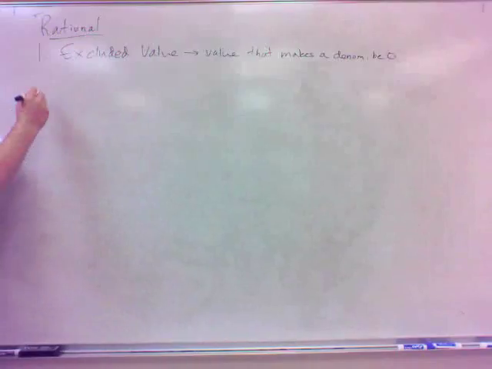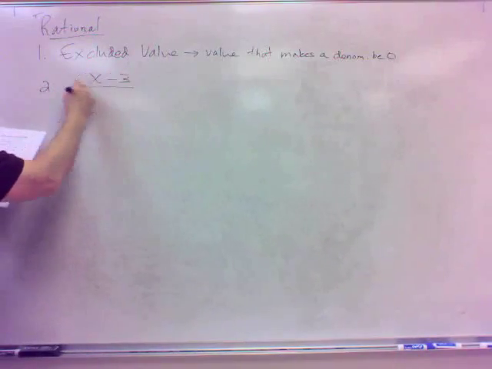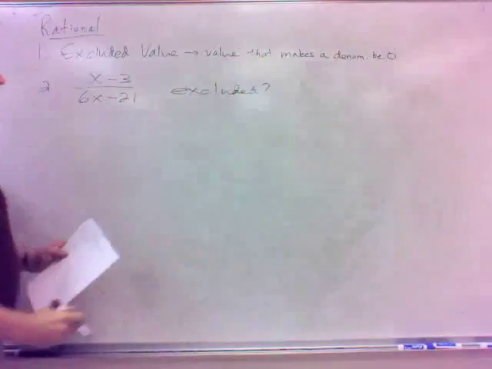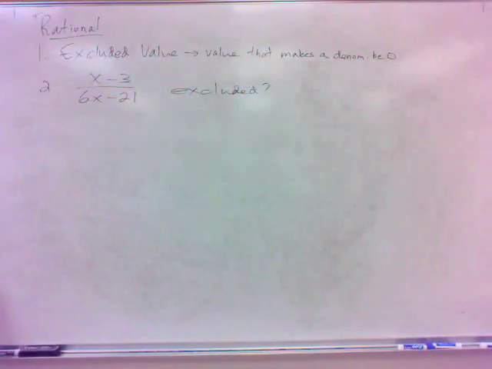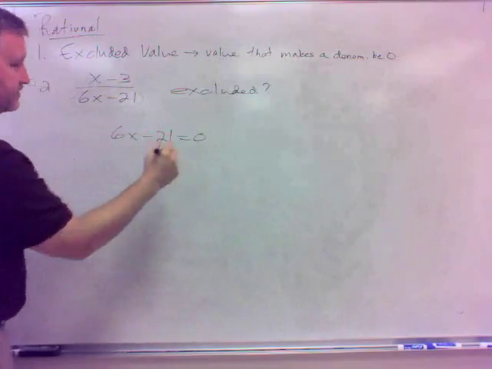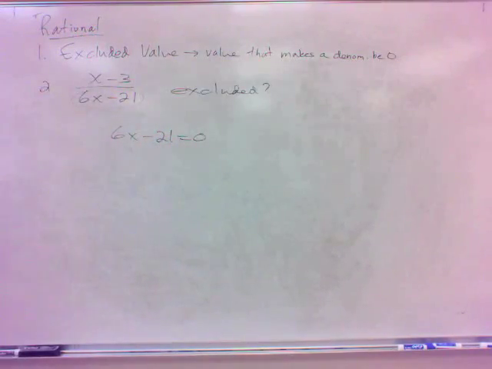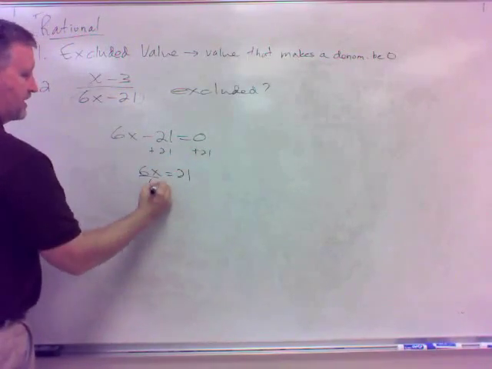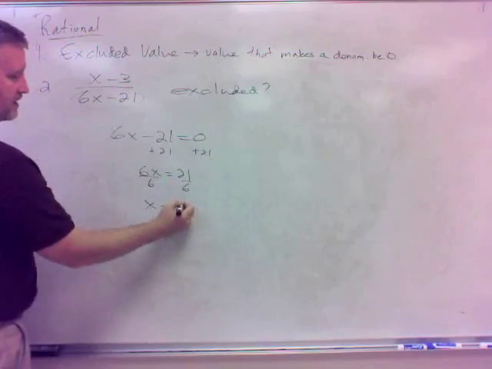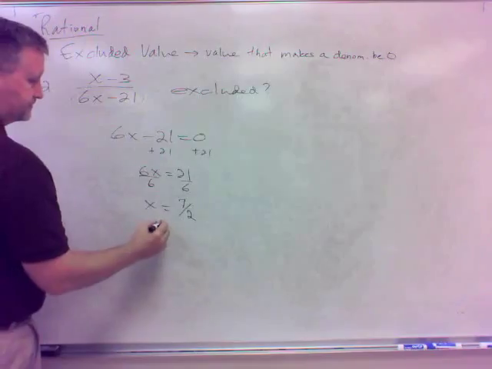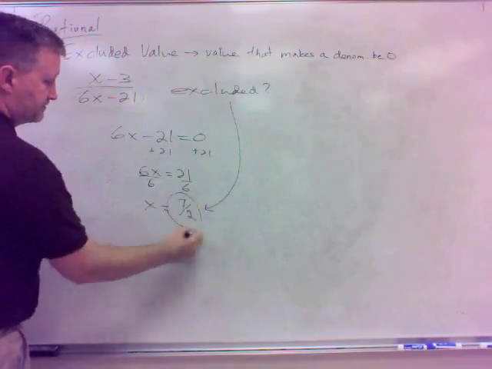So if I had, number 2, x minus 3 over 6x minus 21, what would be my excluded values there? Well, I don't want the denominator to be 0, so my denominator here is 6x minus 21, so if that equals 0, I'm going to exclude that. So just solve that. Add 21. 6x equals 21, divide by 6, and that reduces by 3 to 7 halves.